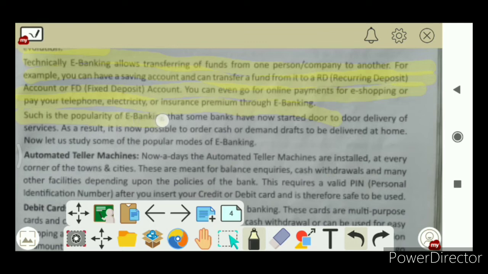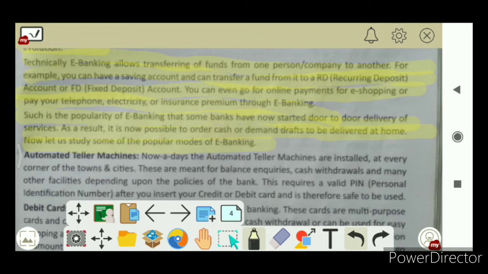Such is the popularity of e-banking that some banks have now started door-to-door delivery of services. As a result, it is now possible to order cash or a demand draft to be delivered at home. Now, let us study some of the popular modes of e-banking.